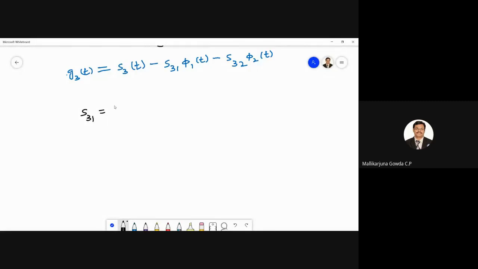Yes, sir, quickly. Integral 0 to t, S3 of t, phi 1 of t dt, right? So which is equal to what I can write? See, S3 of t exists over what interval? S3 of t exists over t by 3 to t, right? But phi 1 of t exists over the interval 0 to t by 3. So from t by 3 to t, it is 0, right?